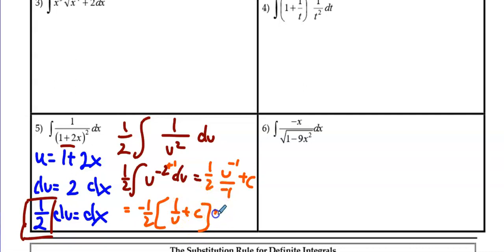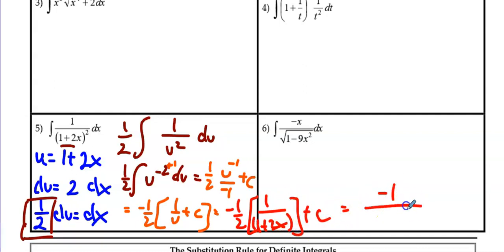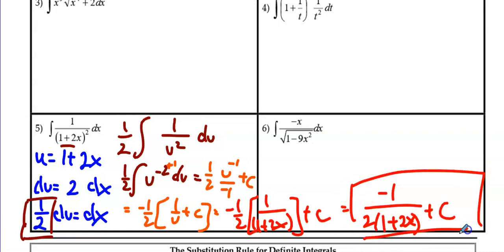And so all I have left to do now is plug in what I have. For our u, we can substitute in our function, and so we're left with -1/2, and then we have 1 over 1 plus 2x, in parentheses, plus c. And so just to write that a little bit nicer for us, so we're all in one fraction, we can write it like so, plus c. Okay, so there is the answer to that problem. Hopefully that makes sense to you guys as well.